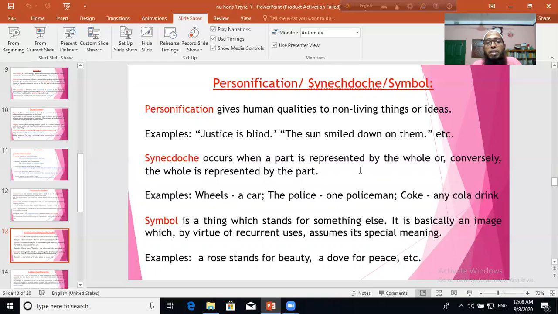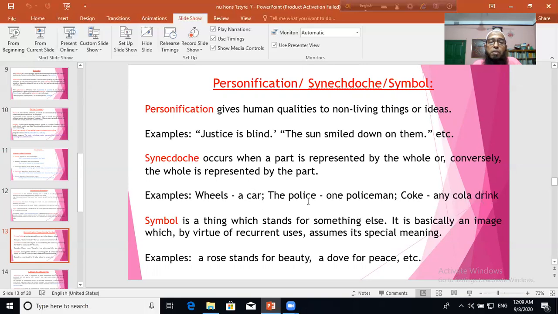Synecdoche occurs when a part is represented by the whole, or conversely, the whole is represented by the part. Using a single part of a thing when we mean the whole, and sometimes by using the whole, we mean a part of that whole thing. That is use of synecdoche. Examples, look at this example. Wheels. Sometimes we use the word wheels to mean a car. The police to mean one policeman. We use the word Coke to mean any Coca-Cola drink. So these are the examples of synecdoche.